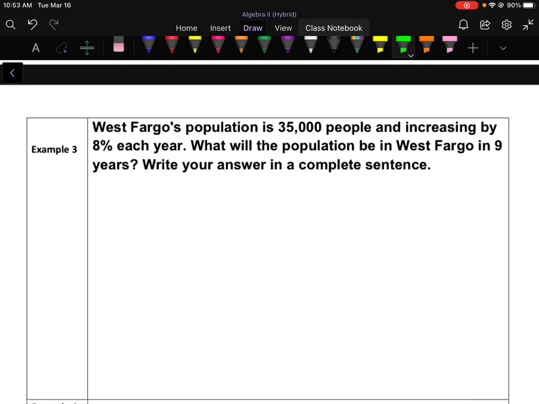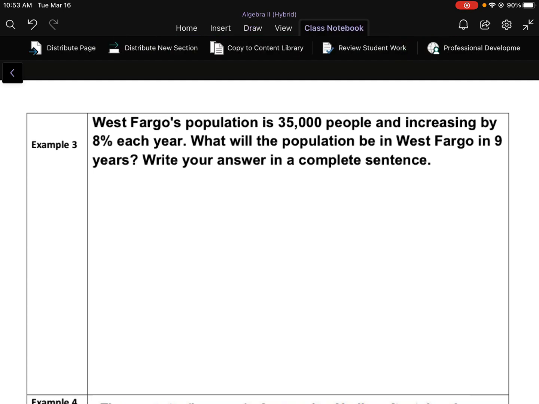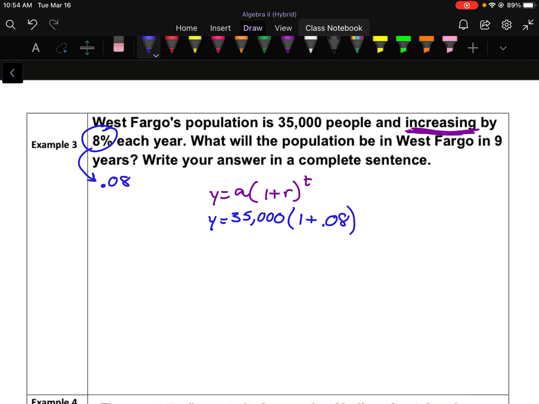Here's a population one. West Fargo's population is 35,000 people and increasing. There's your key word there. It tells you it is exponential growth by 8% each year. What will the population be in West Fargo in 9 years? So y equals A, 1 plus R to the T because it's growth. Our initial amount is 35,000. 1 plus R. My rate is here, 8% as a decimal, would be 0.08. And then T, my time, is 9 years.